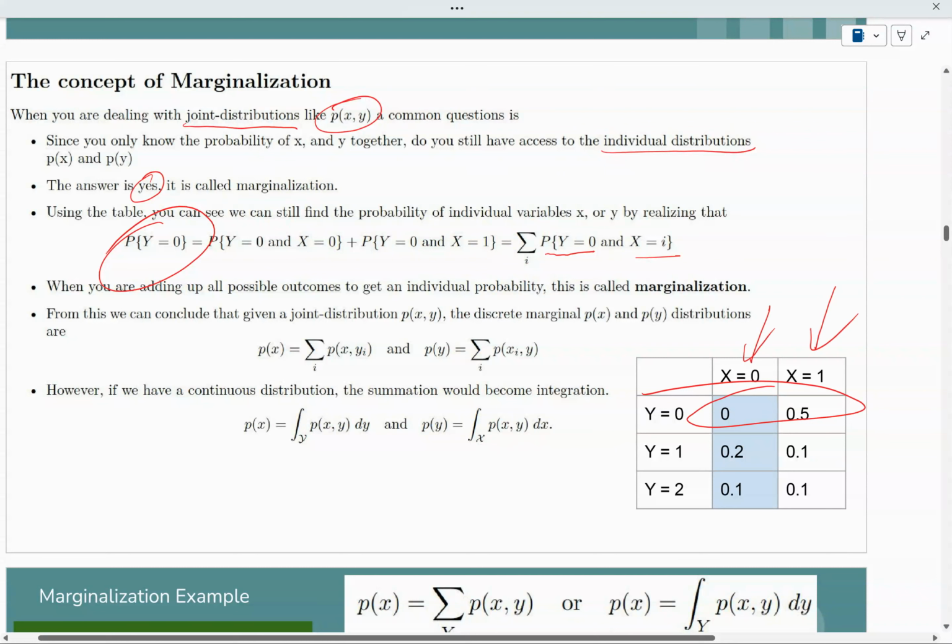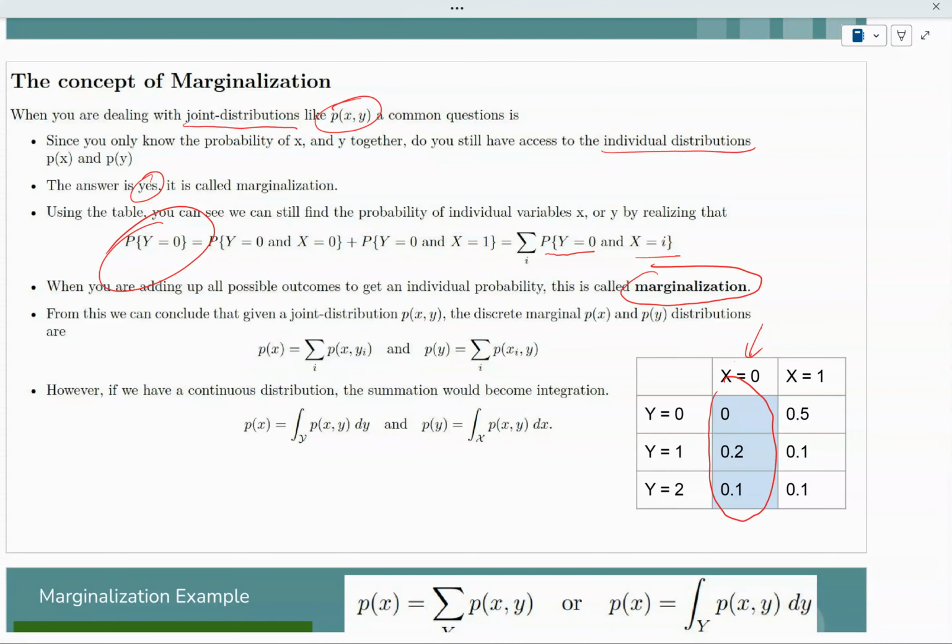And that's why, when you're trying to perform marginalization, which is to find just one variable, if you're trying to find probability x, you are essentially adding up all the y's while keeping x the same. Alternatively, if you're trying to find probability y, you're adding up all the x's, right? X equals 0, x equals 1. Again, if you're trying to find probability of x equals 0, for example, then you have to add up all the y's: y equals 0, y equals 1, y equals 2.